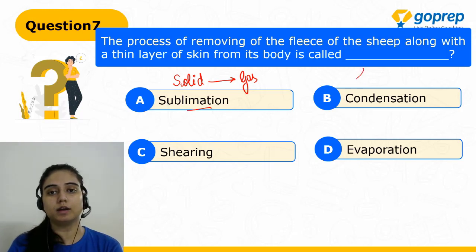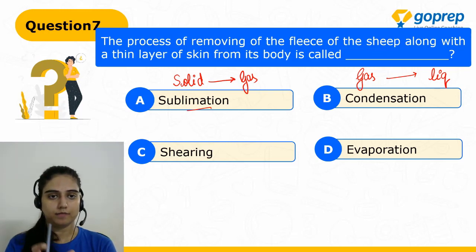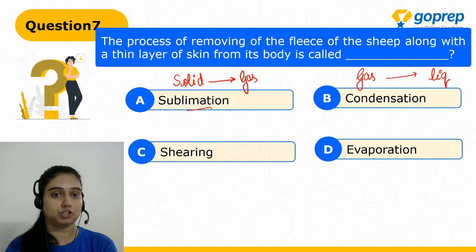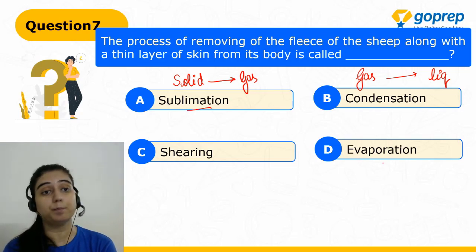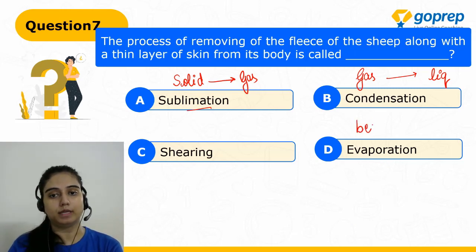Condensation is a process where vapors or gas convert into liquid. If you take out a bottle from the refrigerator, after some time you will observe some drops over the bottle. So that is the condensation phenomenon. Okay. Now, evaporation. Evaporation is a process that occurs below the boiling point.